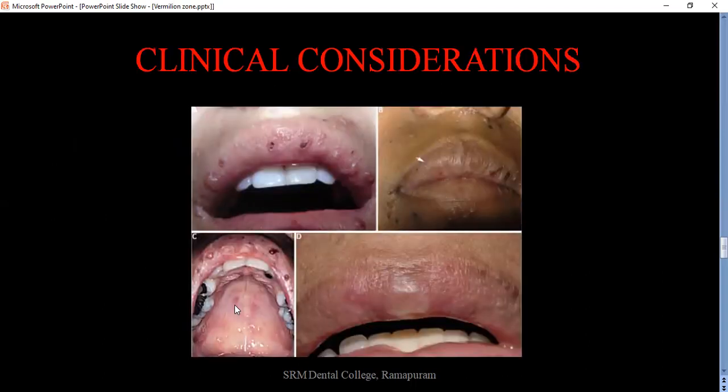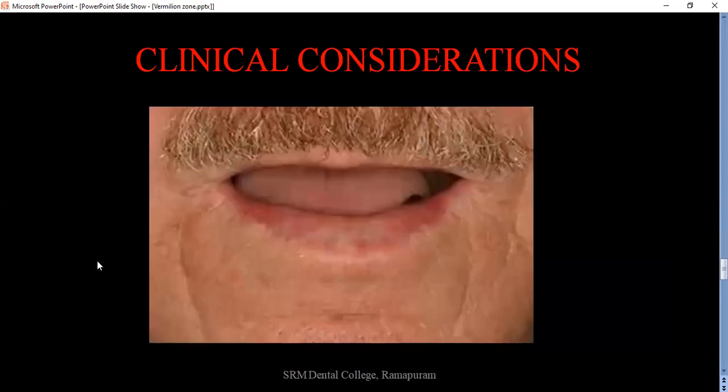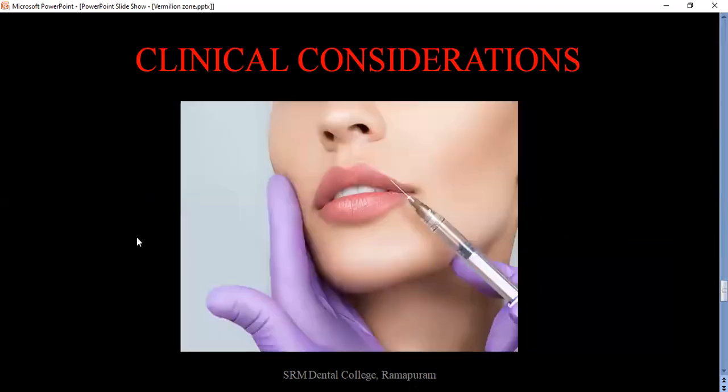Now moving on to the clinical considerations of the Vermilion zone. Can you all see these vesicles which are crusted? These are the mucocutaneous lesions that you commonly see in the Vermilion zone. These lesions are more common in lupus erythematosus, and this is actinic cheilitis. Actinic cheilitis is due to chronic sun exposure, which you see in fair skinned people. And recently you have lip fillers, a cosmetic procedure where fillers are injected into the lips to increase the volume of the lip. These are the few clinical considerations.